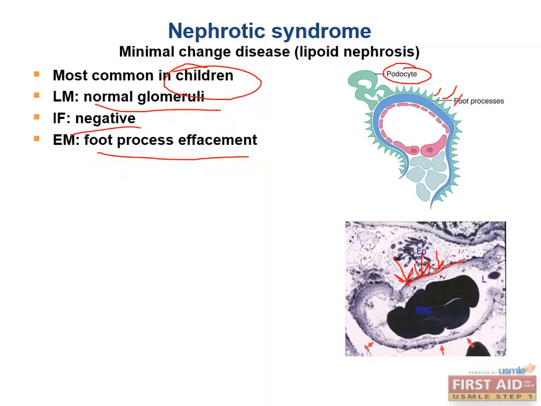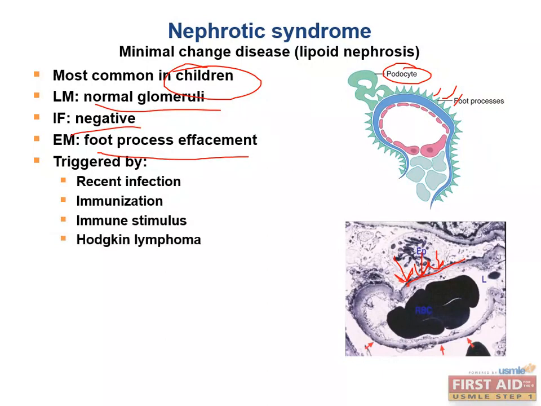And this defect is going to lead directly to the loss of albumin into the urine, which contributes to the patient's symptoms, primarily edema. Now, it usually is triggered by a recent infection, immunization, or some other immune stimulus, and it can be associated with Hodgkin's lymphoma.